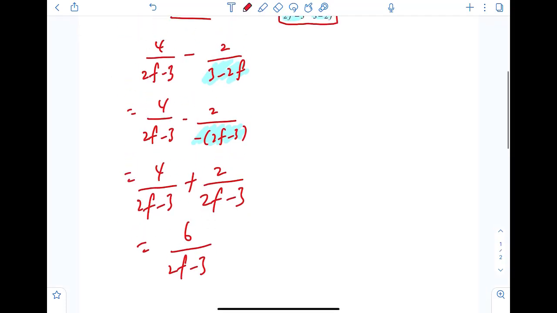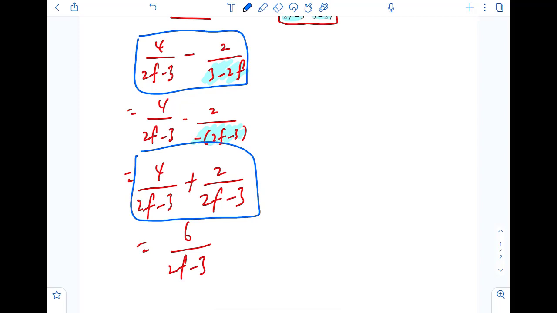Now, there's actually a shortcut method to flip this to this straight away. So I want you to just take note of this box here and this box. The only difference between these two boxes is that I flipped the denominator here. And you see, when you flip the denominator, you have to change the sign to the opposite sign. That's all. That is a shortcut method to flip your denominators. Final answer for this question, 6 over 2f minus 3.